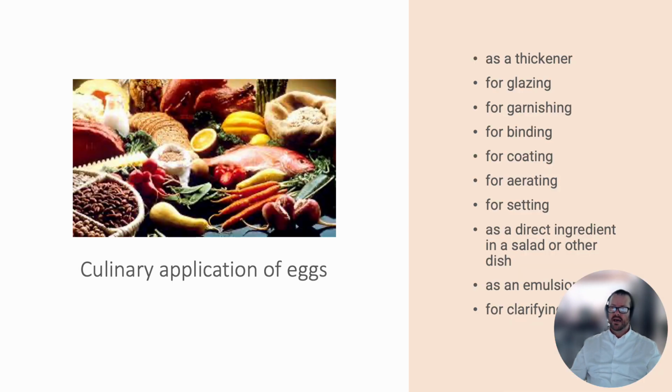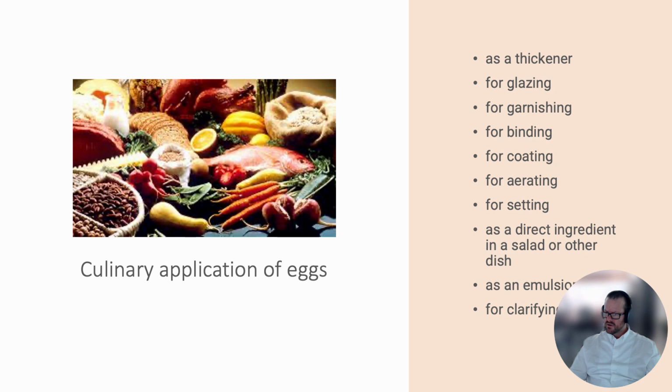Cool. Culinary application of eggs. Yeah, a little amazing product, right? It gets used as a thickener. It gets used for glazing, for garnishing, binding, coating, aerating, setting, as a product within a dish, as an emulsifier, or for clarifying.